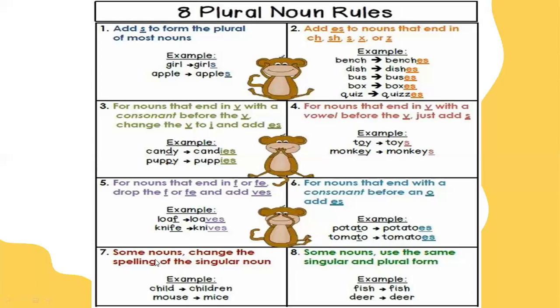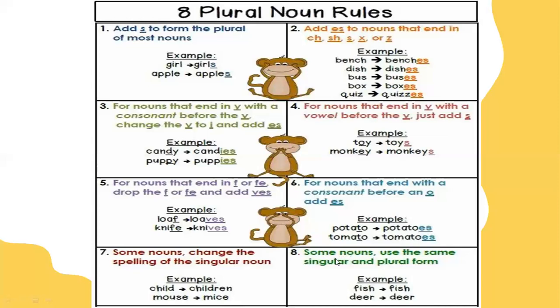And look at the seventh rule. Some nouns change the spelling of the singular noun. So here child, it is entirely different: children. So you should not add s or es. It is just changing the spelling. Mouse, mice.